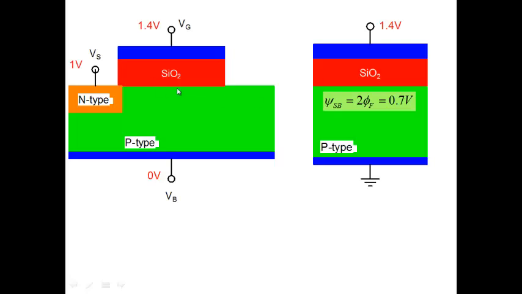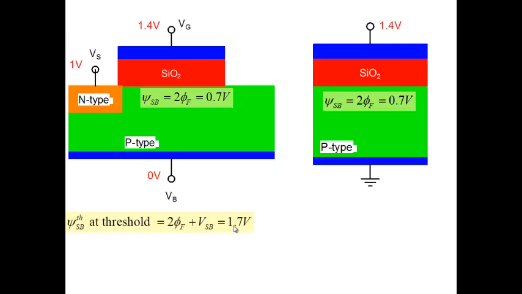In this case, what is the surface potential at threshold? If you apply 1.4, what will you end up with? Surface potential equal to 0.7. This is exactly the same electrostatics. As you go from here to here, the same you go from here to here. So if you apply 1.4, you will get 0.7. But at threshold, how much do you require? What is the condition that surface potential at threshold should be? 2 phi f plus VSB. So what you are looking for is actually 1.7.